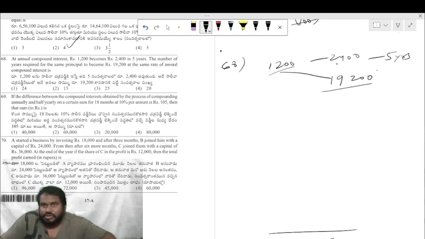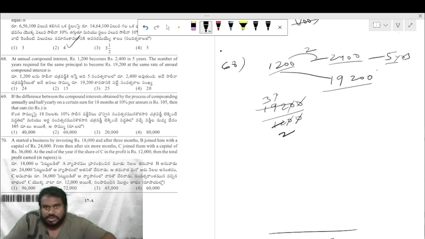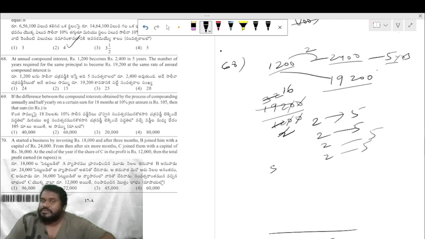So for 1200 to become 2400, it is taking 5 years. For 19,200, we have to divide by 1200. 6 twos are 12, 6 threes are 18, so 16 times. For two times it is taking 5 years, so 16 times takes 4 doublings, which is 20 years. Or else you can multiply 5 into 4, equals 20 years.